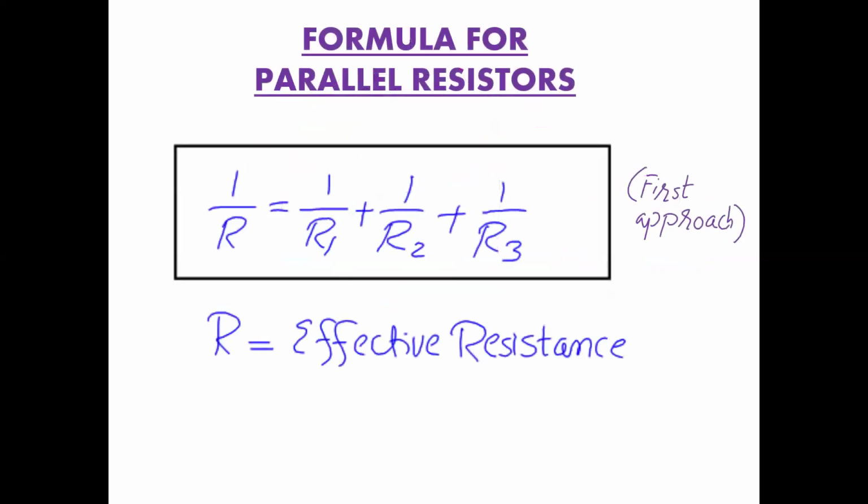This is called a parallel circuit. In parallel, resistors are like this. This is a parallel combination. You connect the resistors in 1 upon R. It means actually in parallel, effective resistance decreases. So 1 upon R is equal to 1 upon R1 plus 1 upon R2 plus 1 upon R3. This is the formula for effective resistance in parallel.